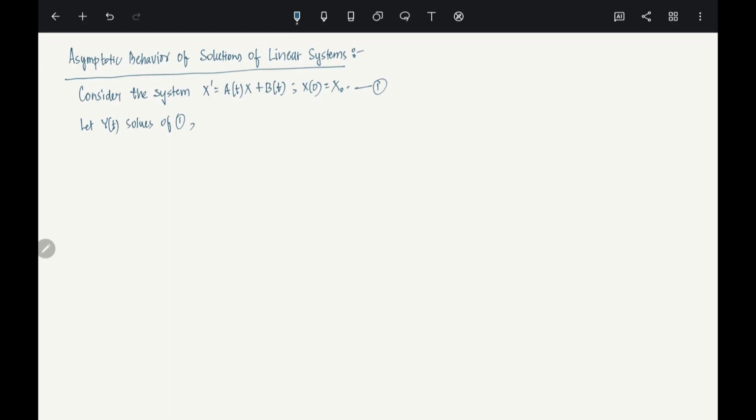We know that y(t) solves 1 for all t in R, given that A and b are smooth. So basically, if A and b are continuous, that is more than enough. Let's just put smooth for now, it's not a problem. Now we want to see what happens to the solutions of this system.